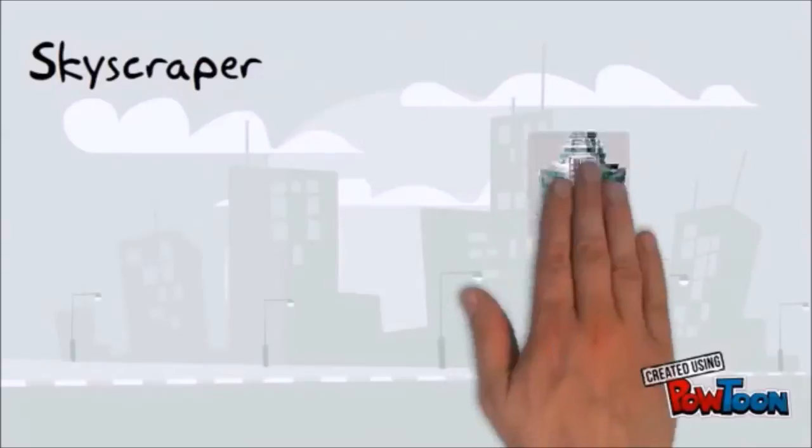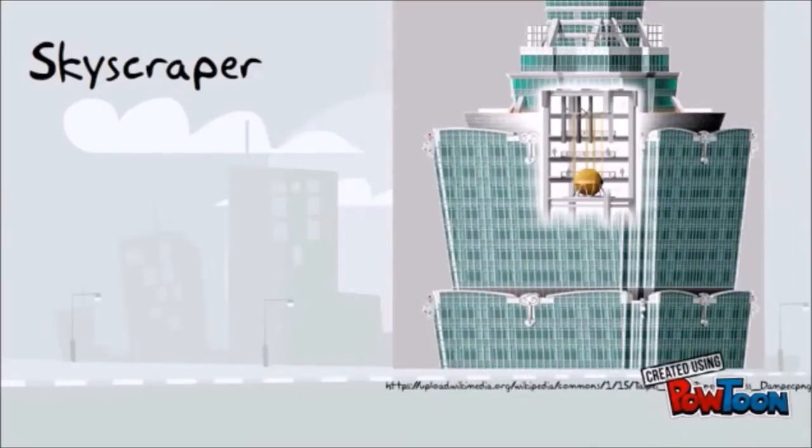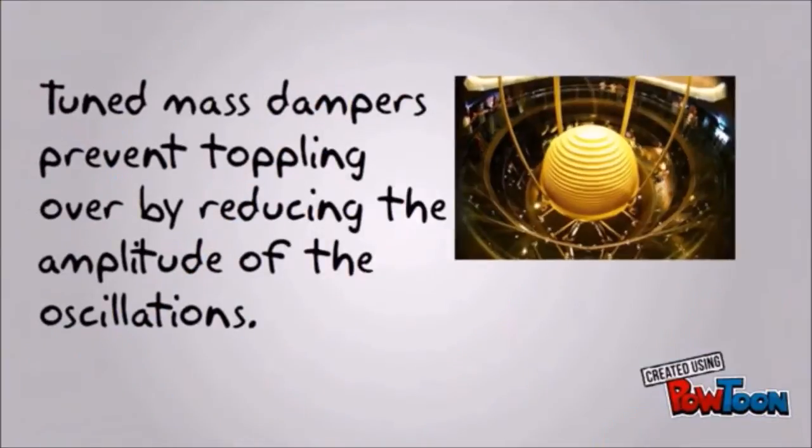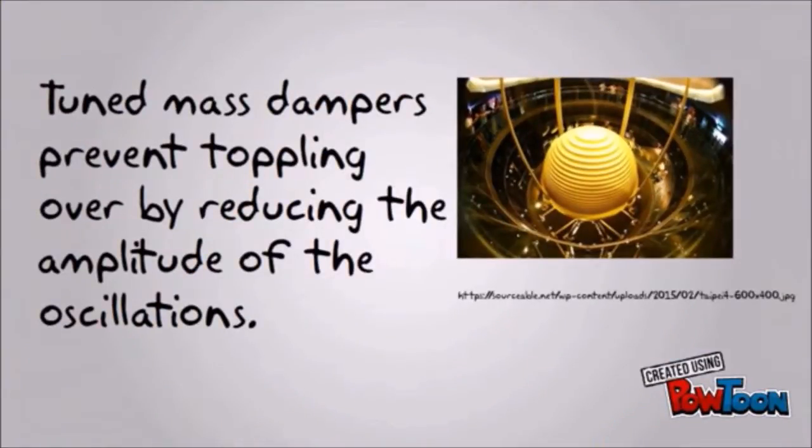Another application can be found in skyscrapers. Wind and natural causes like earthquakes cause buildings to oscillate. To prevent them from toppling over, these buildings have things called mass dampers inside them. These are used to reduce the size of the oscillations and return the skyscraper back to equilibrium as soon as possible.